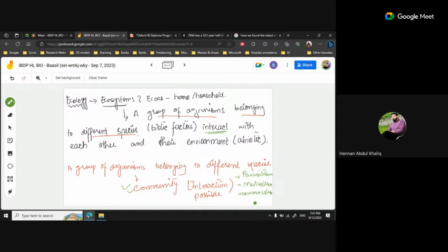The interactions are basically studied in the community, not in the population. So number one, a group of organisms belonging to different species. What does it mean? An ecosystem is defined by a community, because different species only exist in a community, not in a population. What occurs in a population? In a population, are there different kinds of species? No, there's the same species.